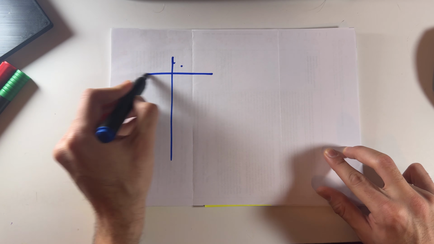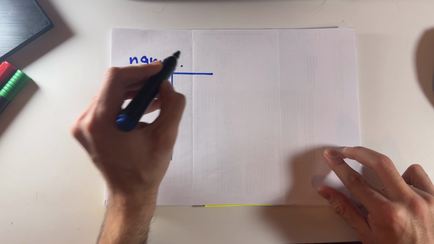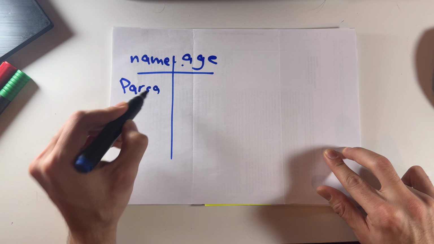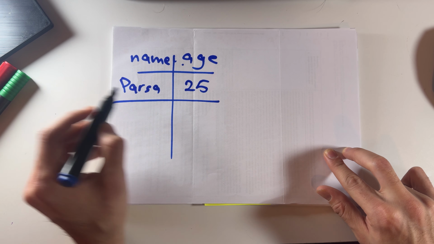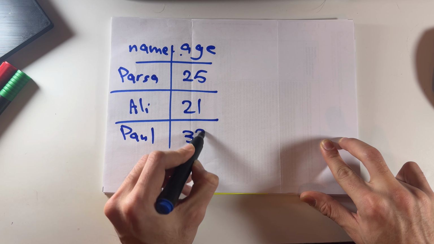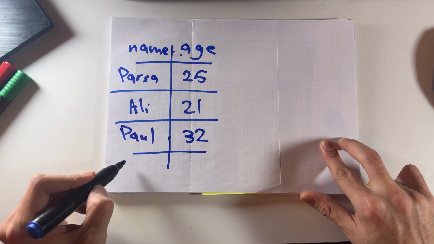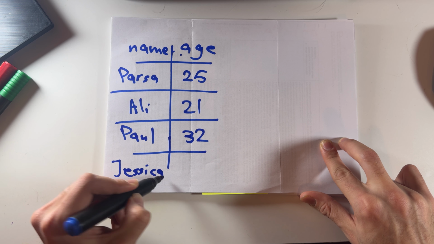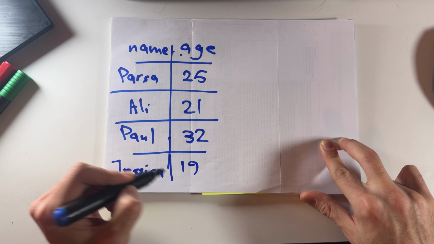So let's say we have a table with name and age. For example, here we have me with 25 years old, and one other, for example, Jessica, who is, for example, 19.